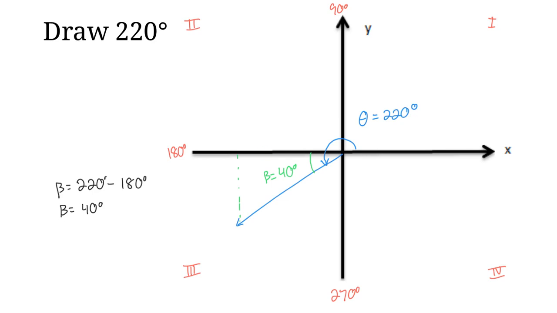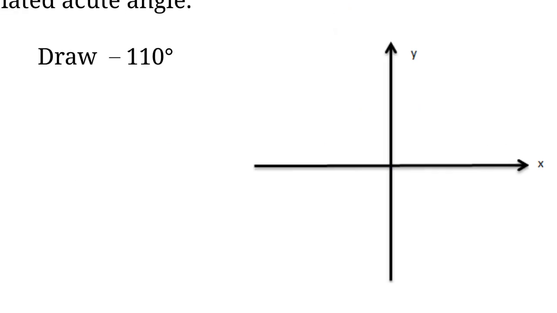So to find the measurement of just this beta angle right here, our related acute angle, we had to do 220 subtract 180. And then we got 40 degrees, so that was the measurement of our related acute angle. So let's actually try another one, and let's just label our quadrants real quick. We got 1, 2, 3, and 4. And we're being asked to draw this angle right here, negative 110.